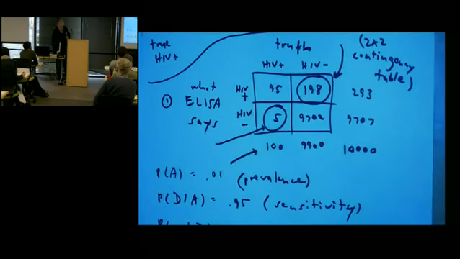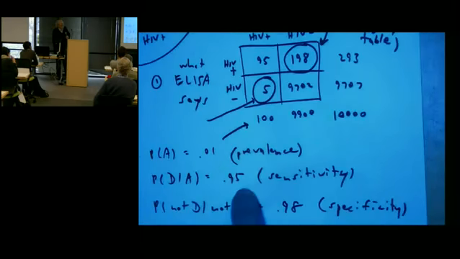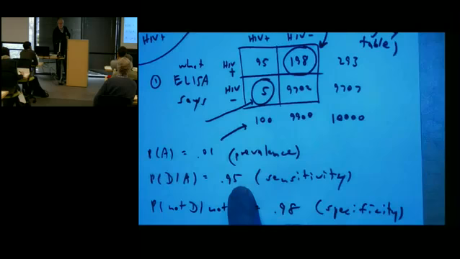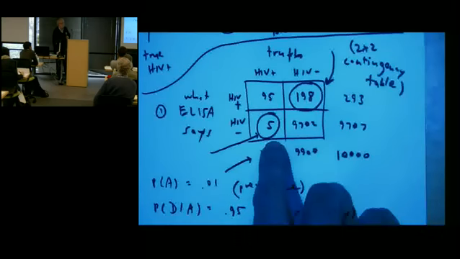So this is why the later ELISAs are much better. Their sensitivities now are more like 0.997, things like that. So there's hardly anything in that cell at all.